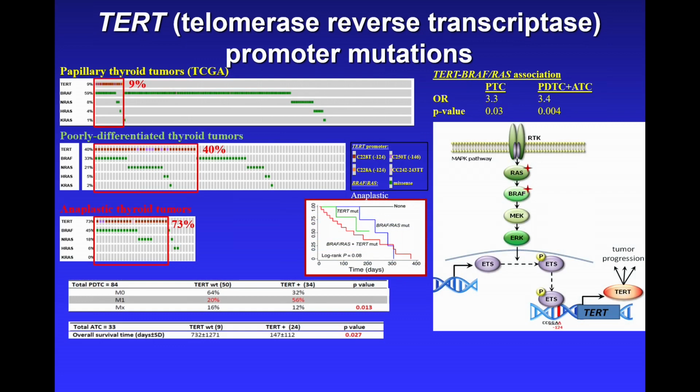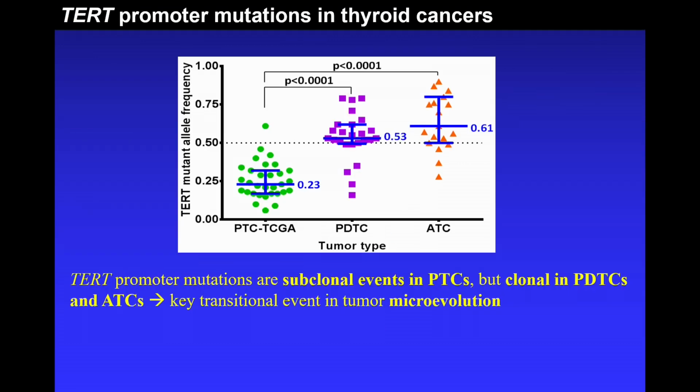It seems that if you have BRAF or RAS mutation together with TERT, it is much worse than if you have BRAF or RAS alone. But I think this is the hope here: when you look at the TERT promoter mutation in papillary carcinoma, they are subclonal, while in poorly differentiated and anaplastic, they are clonal.